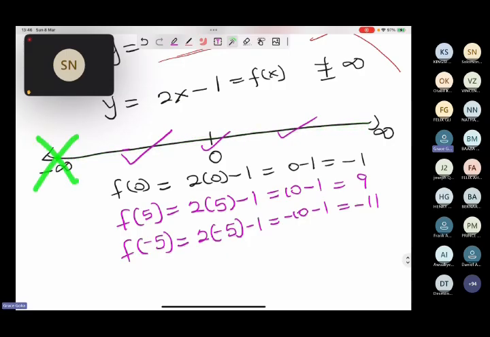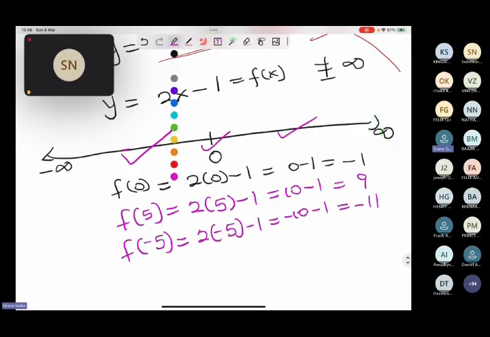We can't put -infinity in there because it will make the function undefined. We are not going to put positive infinity in there because that is what we want to avoid. If you put infinity here, you have 2 times infinity, that is infinity. Infinity minus 1 is still undefined. That is how come we are not testing -infinity. We are also not testing positive infinity.